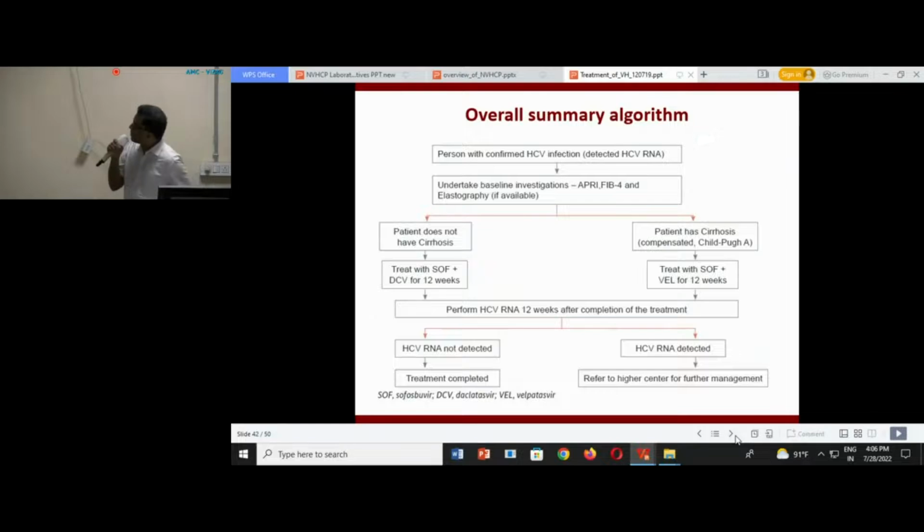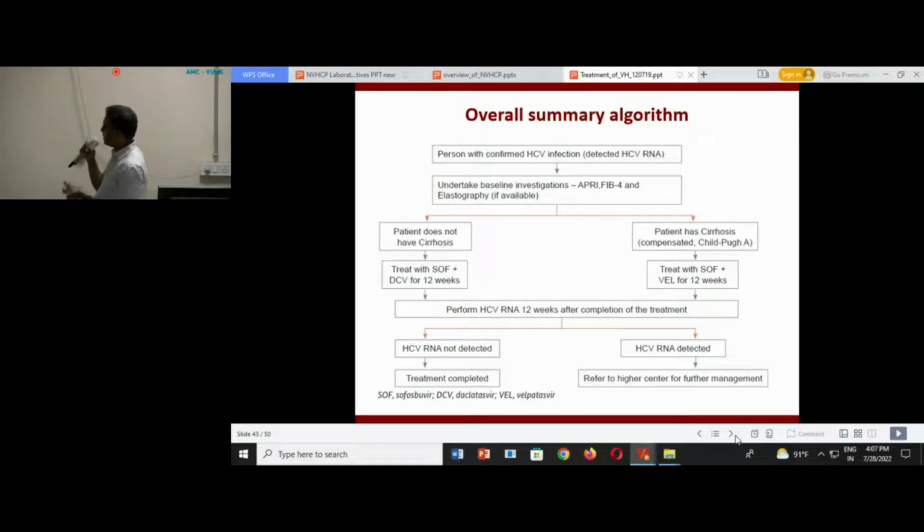So this is the overall summary of HCV. A person comes to us with HCV infection. We do the baseline investigations. If the patient does not have cirrhosis, just treat with SOF and daclatasvir for 12 weeks and then perform HCV-RNA. HCV not detected, treatment completed. If the patient has cirrhosis, we treat with SOF and velpatasvir for 12 weeks.